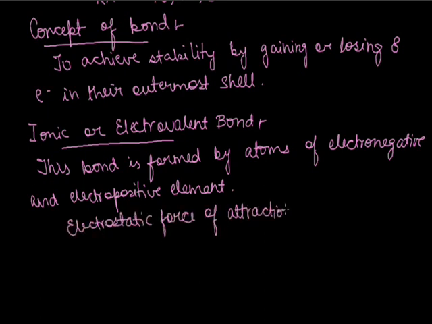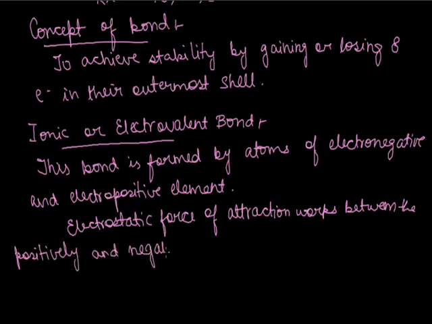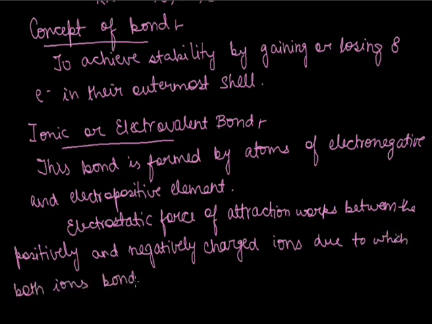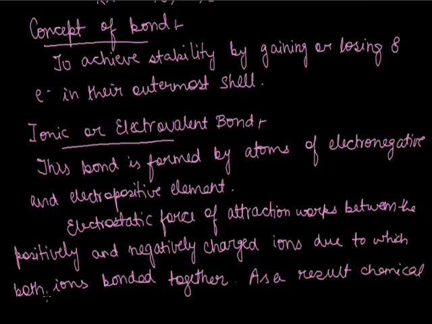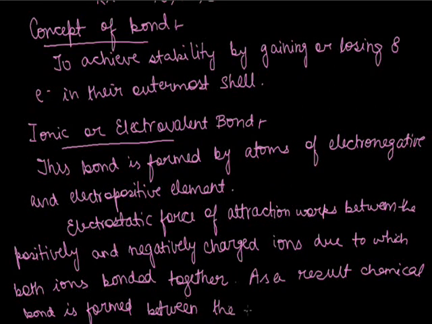Electrostatic force of attraction works between the positively and negatively charged ions, due to which both ions are bonded together. As a result, a chemical bond is formed between them, forming the ionic or electrovalent bond. The number of electrons donated or accepted by any element is called its electrovalency.